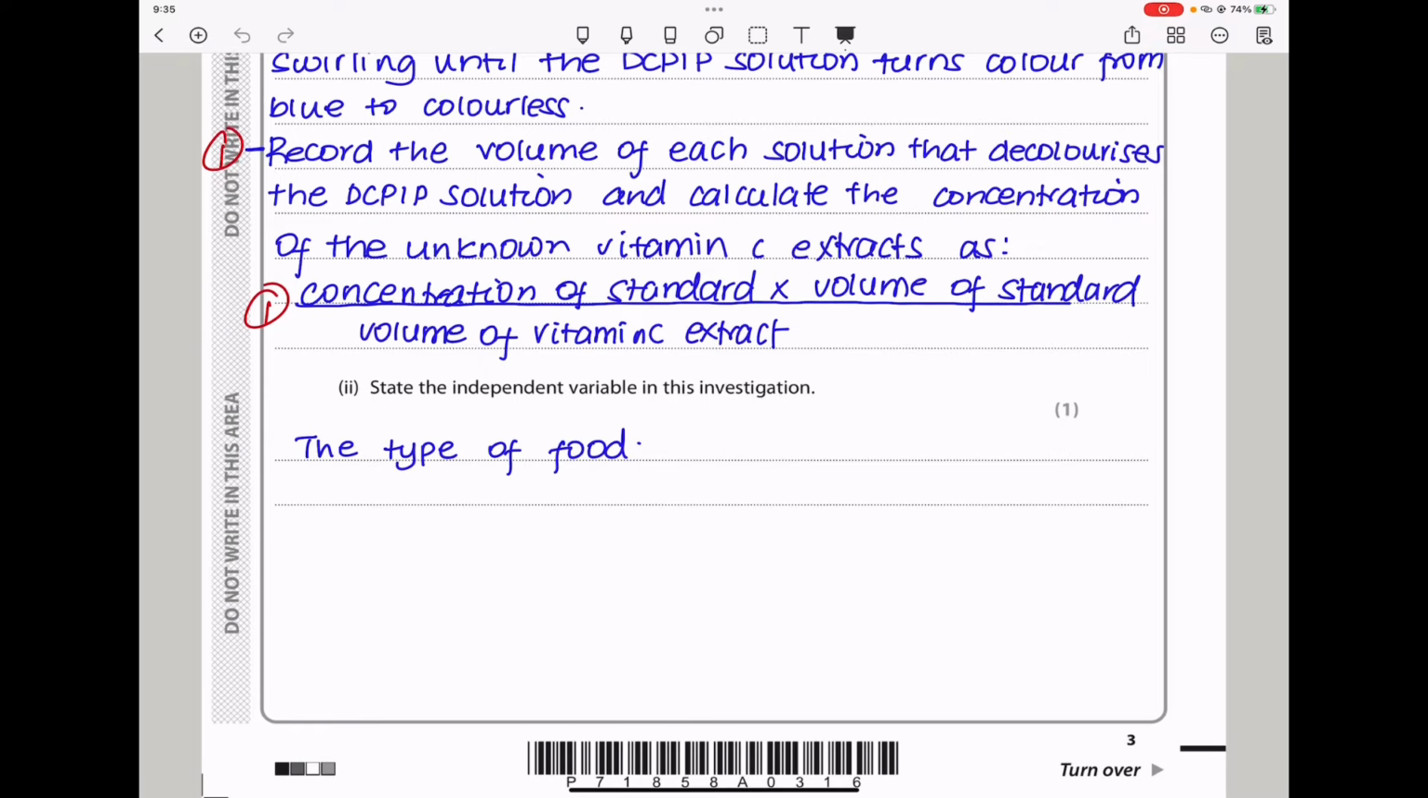Down here they say, state the independent variable in this investigation. The independent variable is something that is being changed or varied. In this case, it's the type of food.